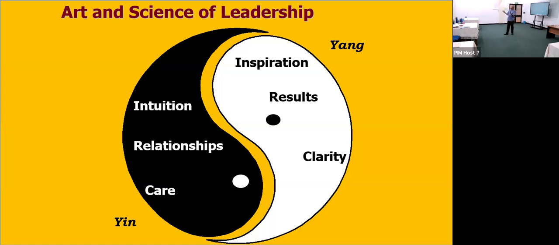So see whether you are more Yang oriented or more Yin oriented. If you are more Yin oriented, start working on Yang aspects. If you are more Yang oriented, start working on Yin aspects. So you need both. Leadership is a science on one side, art on the other side. So you need both art and science. Clear?